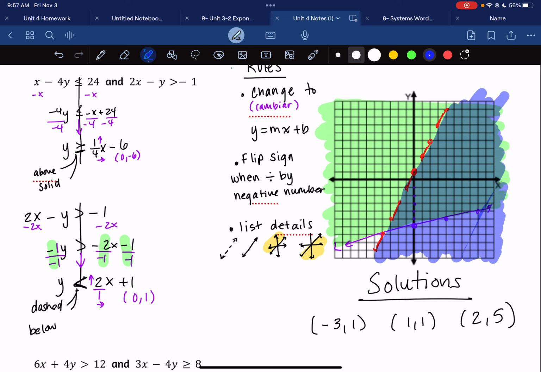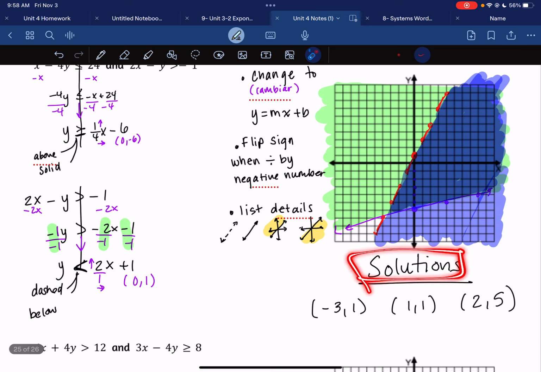Now, we care about this double shaded area, so I'm gonna make it a little darker. So this is the area I care about right here. So this is where all my solutions lie, meaning I could take any point from this double shaded area and it will make my inequalities true. So here's what we're gonna do. I have some solutions listed out. We need to just do a check mark or an X to see if these are solutions or they're not.